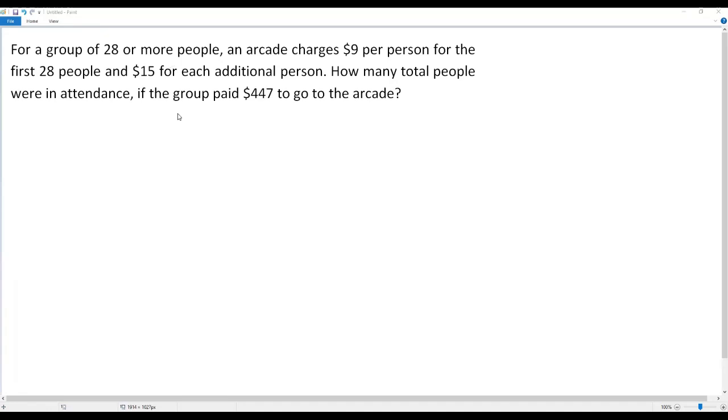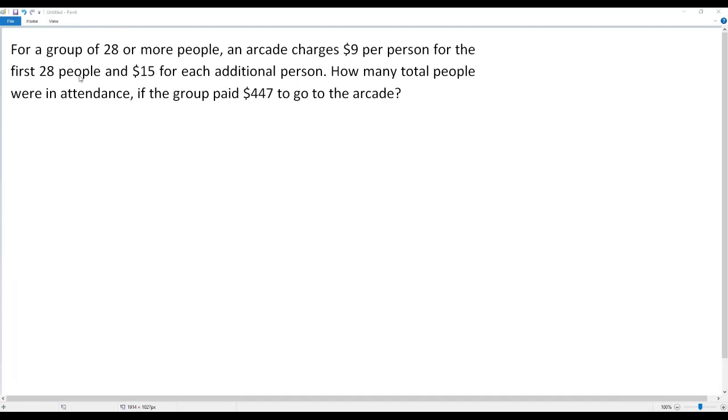Here we have a SAT math problem. Okay, let's go with the question. For a group of 28 or more people, an architect charges $9 per person for the first 28 people and $15 for each additional person. How many total people were in attendance if the group paid $447 to go to the arcade?